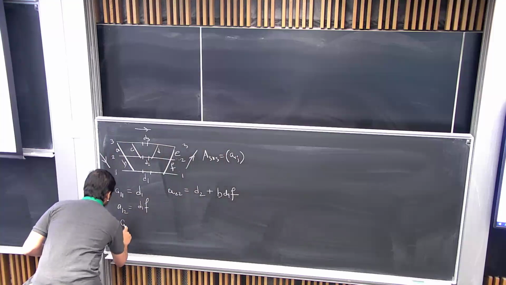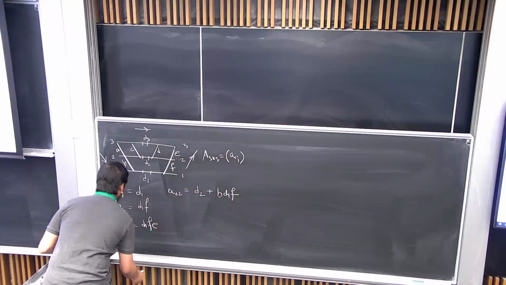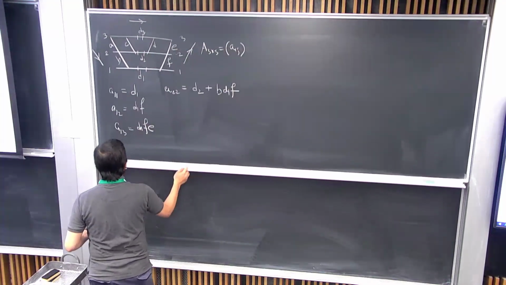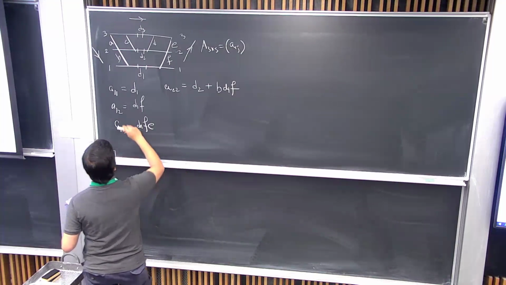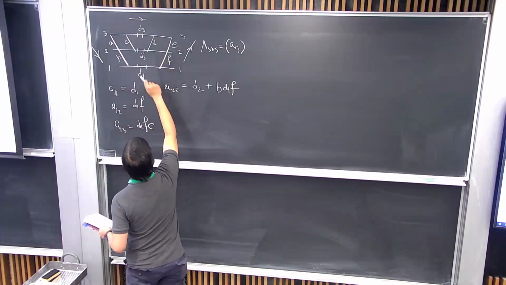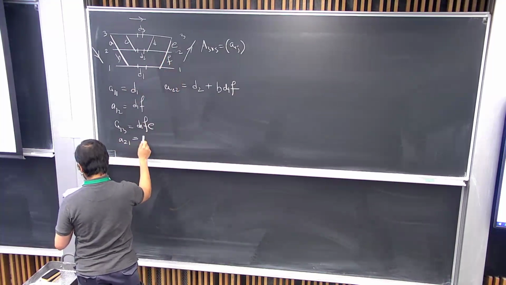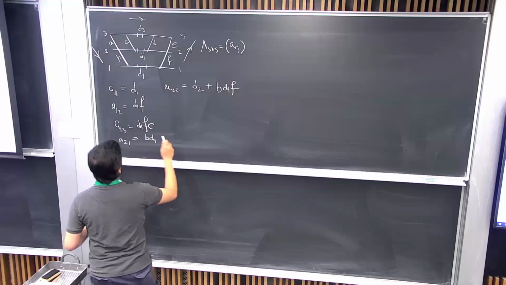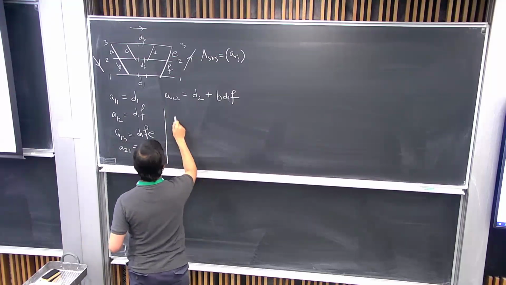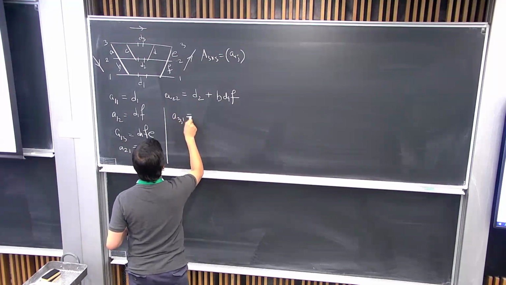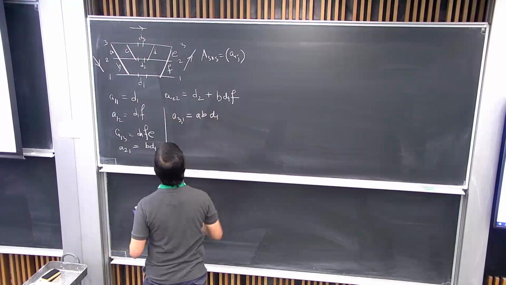So let me compute some of the entries here. For example, A13 is going to be D1FE, because there's only one way to do that. And A21 is going to be similarly B times D1. A31 is going to be A, B, E1.